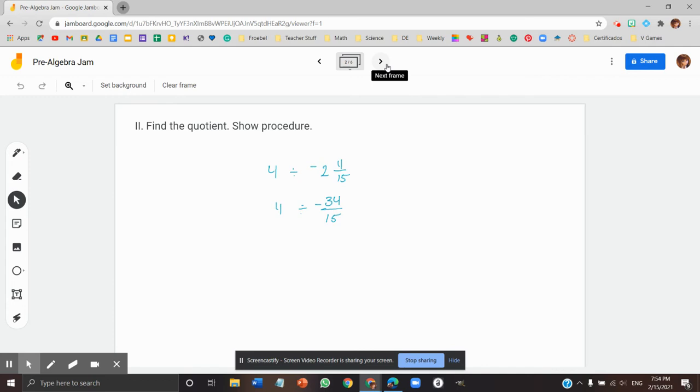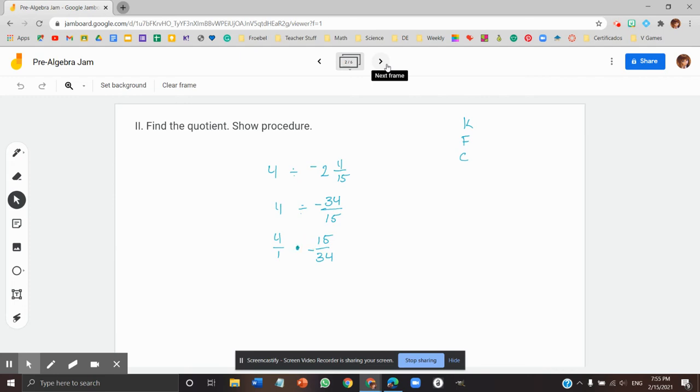Now that I have my division, now I can use my KFC acronym. I don't know if you remember. That means keep the first fraction, flip the second one, and change that division to a multiplication. So those are my steps. So I'm going to keep the first one, and I'm going to make it a fraction, right? I'm going to flip the second one, and I'm going to change that division into a multiplication.